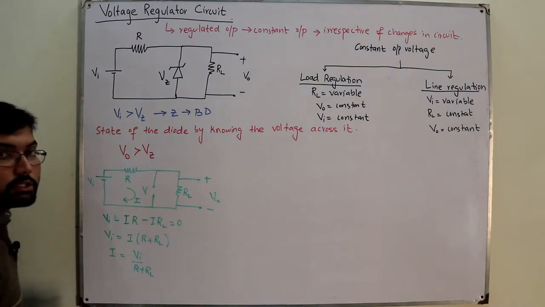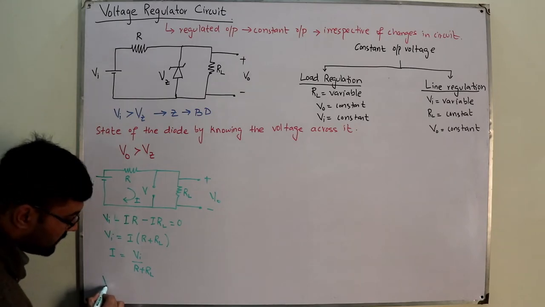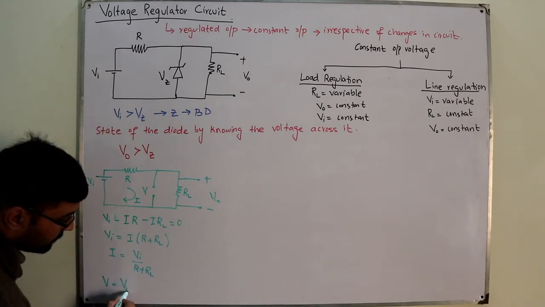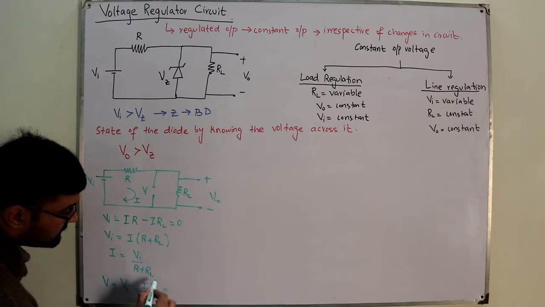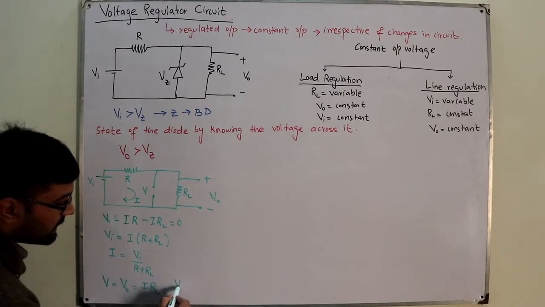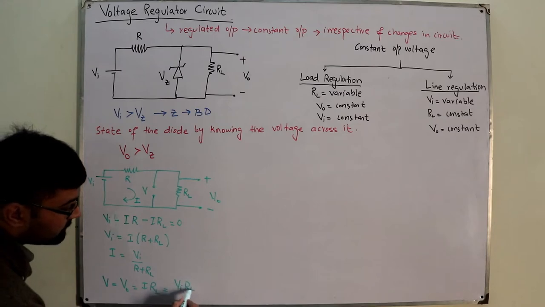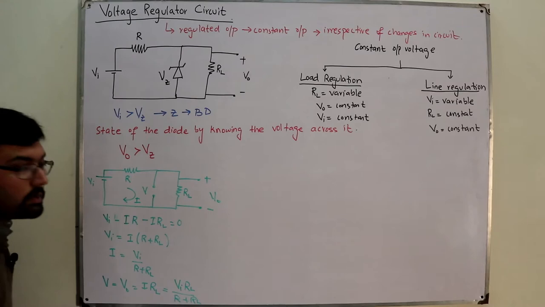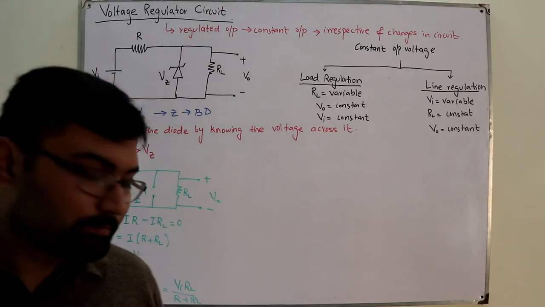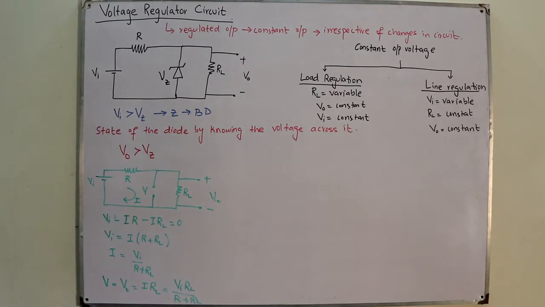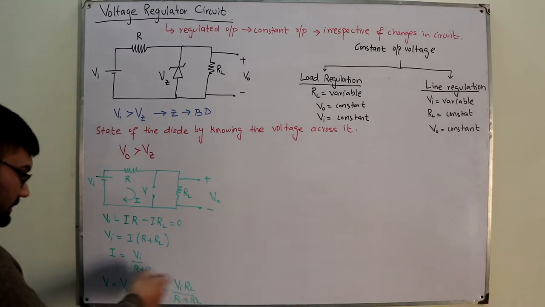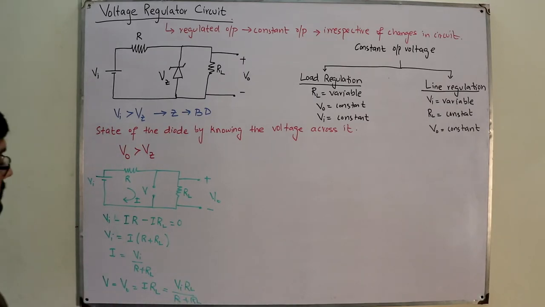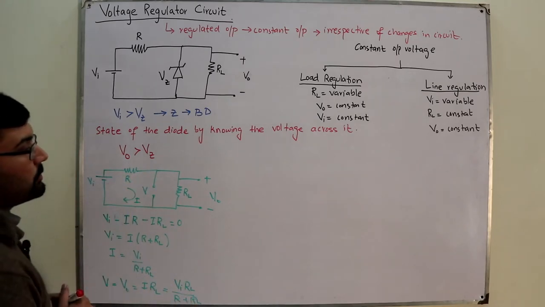I'm finding out the voltage across the diode. So V, which is equal to the output voltage, is I times RL, which is equal to V input times RL divided by R plus RL. You know the voltage divider rule, you can do it directly. So the output voltage is this thing, and this thing should be greater than the Zener potential.